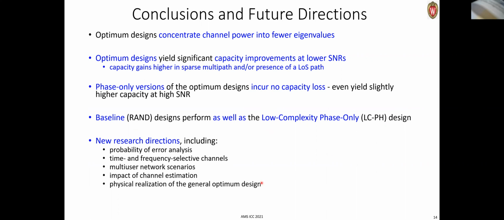Now, this paper opens new directions for research, including probability of error analysis, time and frequency selective channels, multi-user networks, and channel estimation.